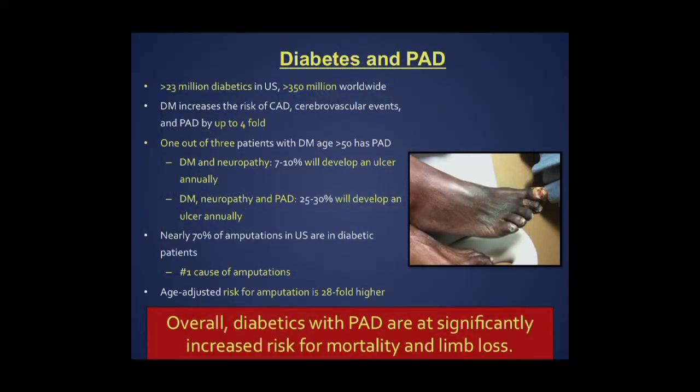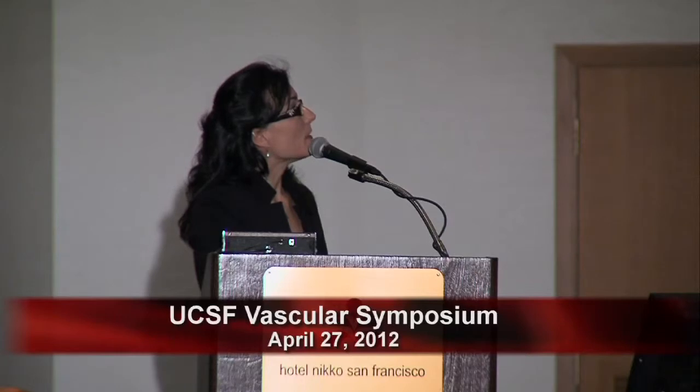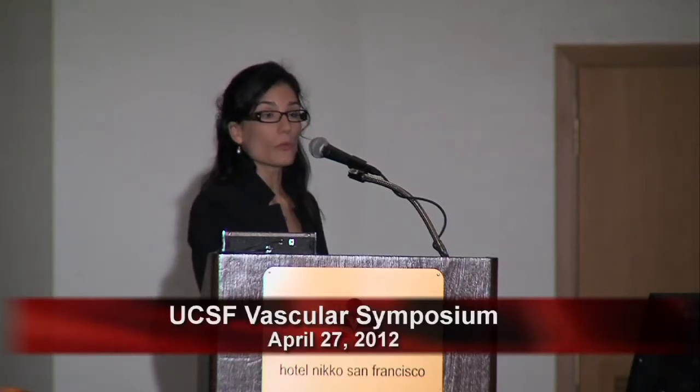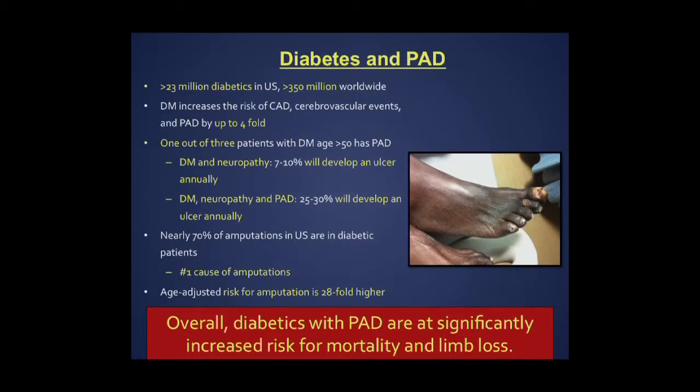And some numbers that were discussed in detail by Dr. Andros: there are more than 23 million diabetics in the US, and worldwide more than 350 million patients that suffer from this disease. Once patients have diabetes, their risk of CAD, cerebrovascular disease, or PAD goes up by 4-fold. 1 out of 3 patients with diabetes that are age 50 or more have PAD. Once patients have diabetes and neuropathy, 7 to 10% of them will develop an ulcer annually. If this is compounded with PAD, it goes up to 25 to 30%.